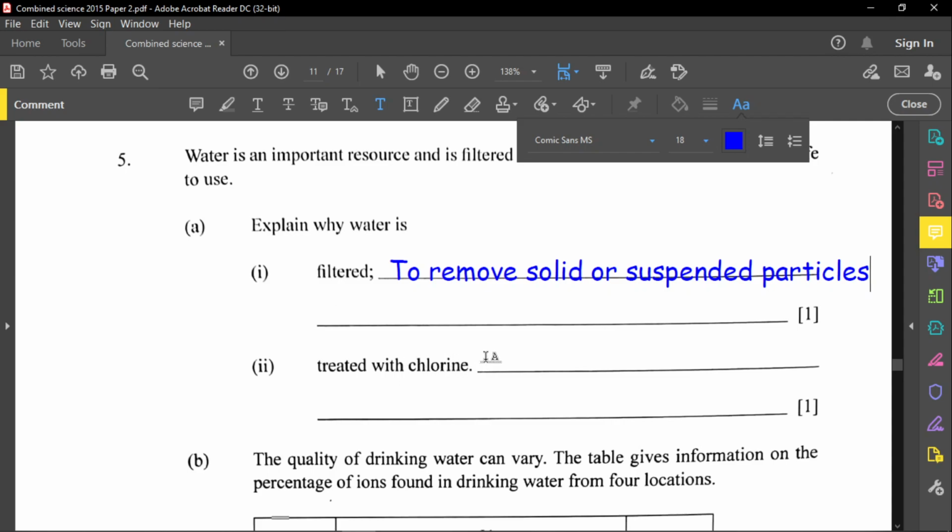Now, why do you treat it with chlorine? Chlorine is to kill microorganisms, such as bacteria. All right, so those are the two methods there. Filtration is to remove the solid particles or the suspended particles, and you want to use the chlorine to kill any microscopic organisms such as bacteria. Okay.